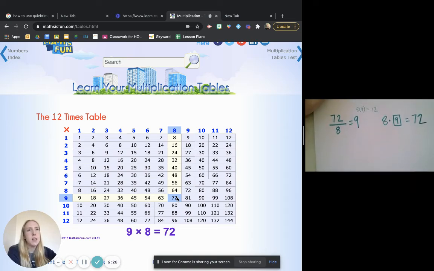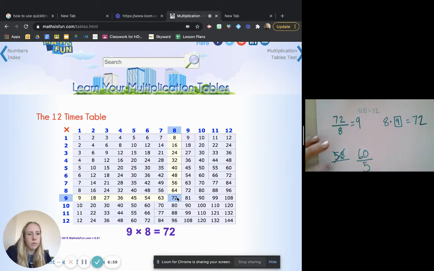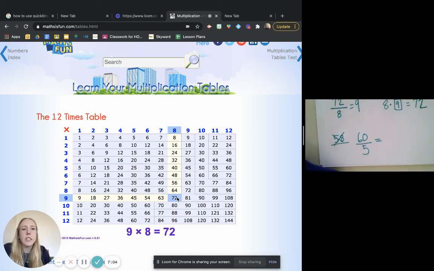Okay, let's do one more of those. What if we had, no, I'm making that one too difficult. What if we had 60 divided by 5. Okay. 60 divided by 5.